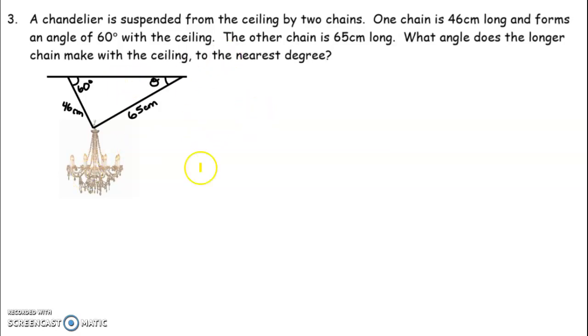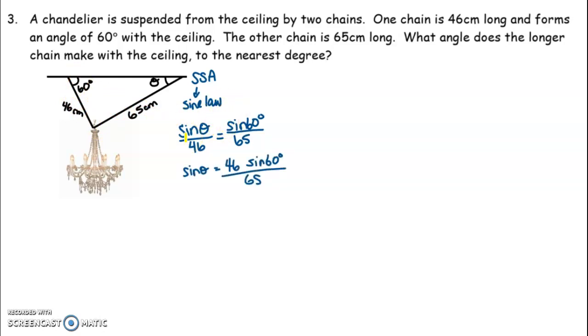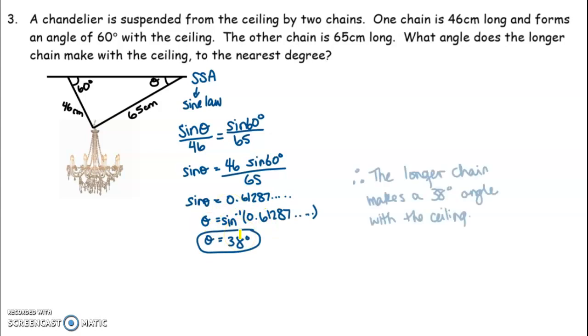So with this diagram, I know that I've got two sides and one angle, so side angle follows my sine law. I'm going to apply my sine law, sine theta over 46 equals sine 60 over 65, and I set it up in terms of theta so that I can solve for theta pretty easily using algebra. I use my inverse sine to give me my theta value of 38 degrees. So therefore, the longer chain makes a 38-degree angle with the ceiling.